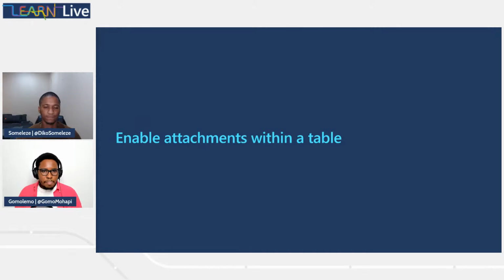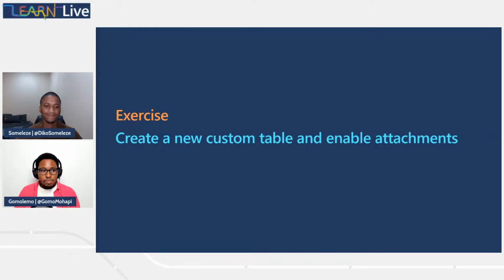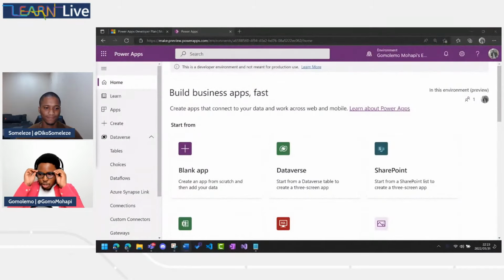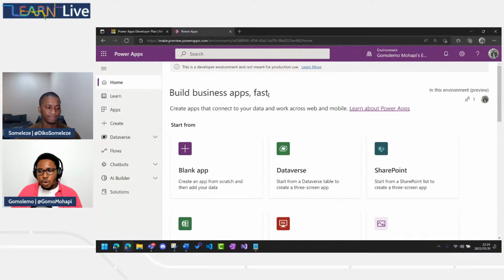So yeah, I guess we've been talking for quite a bit. I think it's best for us to move on over to Power Apps so we can see exactly how to create a table and enable your attachments. As you can see on screen, we are at the homepage of our Power Apps. You can reach this by going to make.powerapps.com.